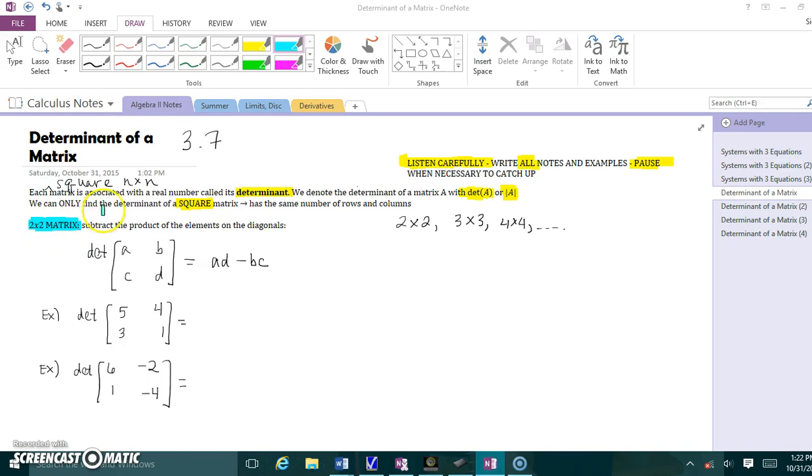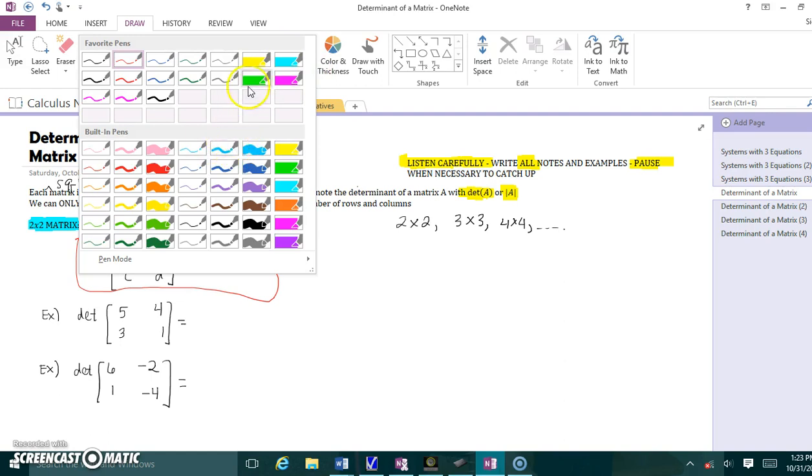The general method is to subtract the product of the elements on the diagonals. All that means is you start on the top left and multiply A and D, and then you subtract B times C. So this is the general rule. You want to write this down. 2 by 2s are very easy once you get the hang of it. It's quick.